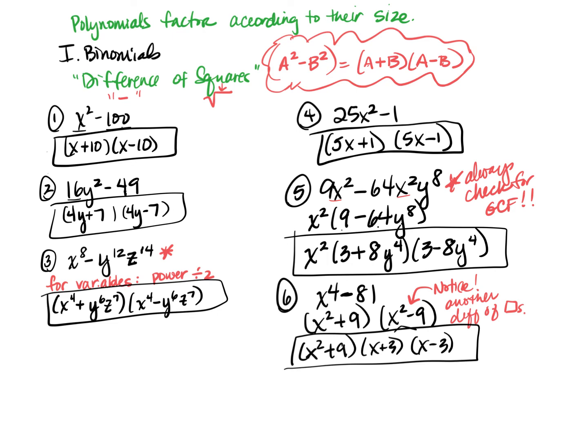Now, let's look and see at our other ones. This one is a difference, but the 8 and the y to the 4th are perfect squares, but the 3 isn't.